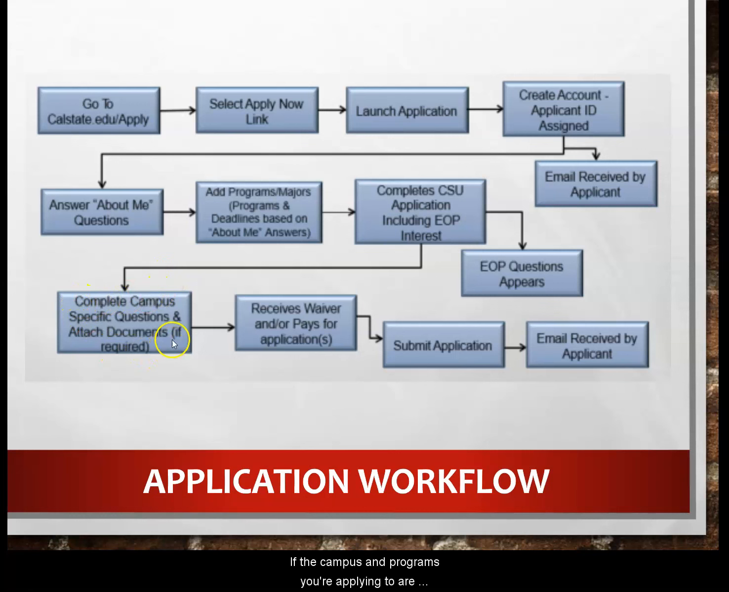If the campus and programs you're applying to are requiring you to submit additional documents or specific questions that are required to complete, you will do that in the application. You will then pay for the applications. If you have a fee waiver, it will be waived up to 4 campuses. You will then submit the application, and once you do that, you will get an email letting you know that the application has been submitted.